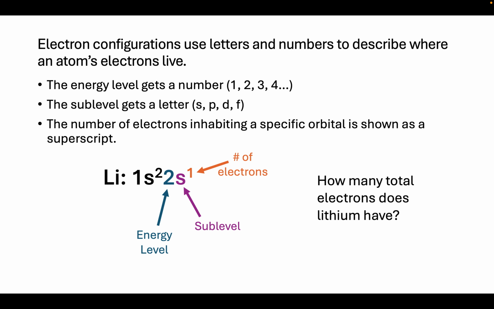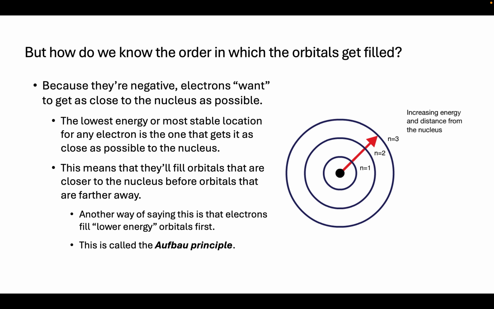The big 1 and 2 describe the first energy level and the second energy level, and the S is describing that sublevel. Make sure that you have written in this electron configuration and annotated it so you can read the code.